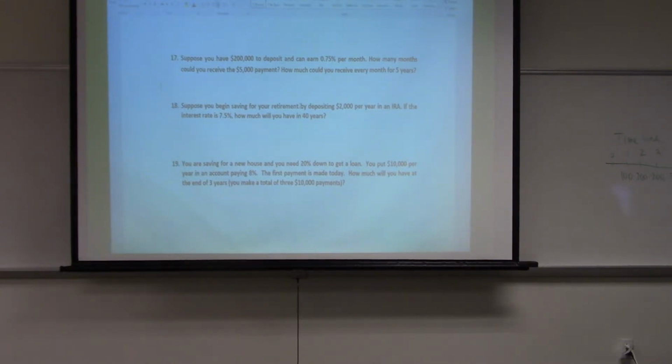So it's a two-part question. First, how many months could you receive the $5,000 payment? So it's asking for N. You use the NPER function. PV is 200,000, and PMT is 5,000. Interest rate is 0.75%. So you use NPER as a function.